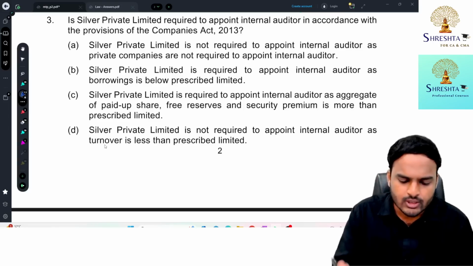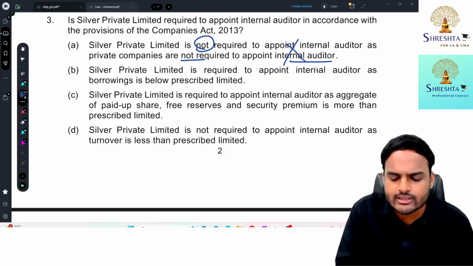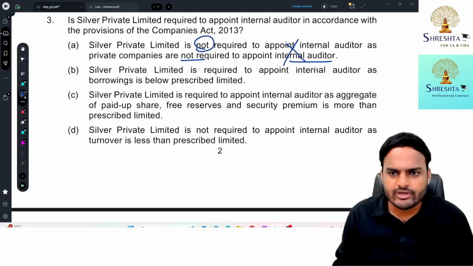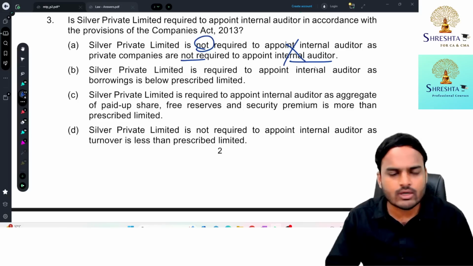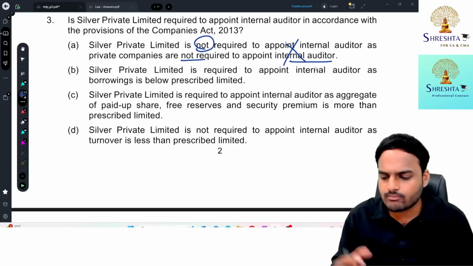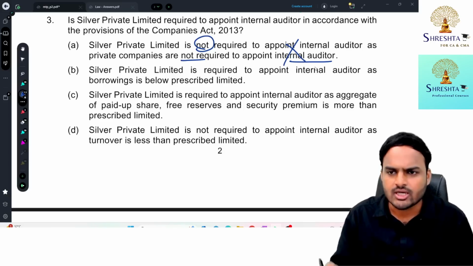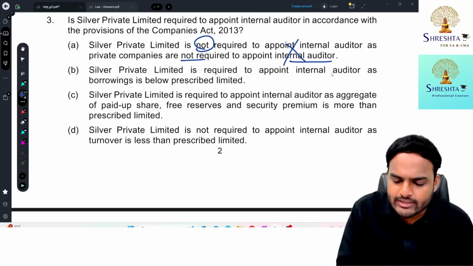Silver Private Limited is not required to appoint an internal auditor, as private companies are not required to appoint an internal auditor. Wrong option. Private companies are also covered under internal audit if turnover has crossed 200 crores, or if turnover is equal to 200 crores. Next, if loans and advances from banks and public financial institutions are equal to 100 crores or more, then internal audit is mandatory even for private companies. Silver Private Limited is required to appoint an internal auditor.